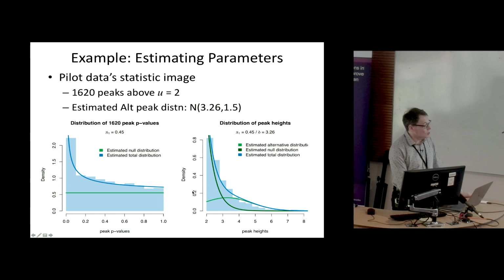And then we did a mixture model. So in some ways, this is the very same data. These are now the peak heights, just the statistic values. There's a one-to-one mapping between the peak heights and the peak p-values. But we found it was easier to do this in two stages.